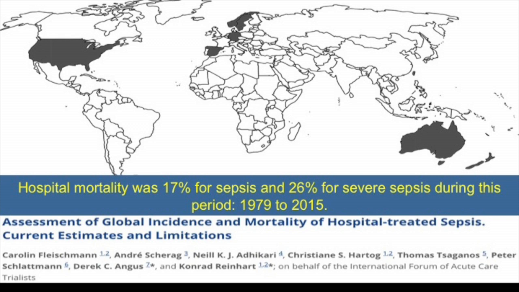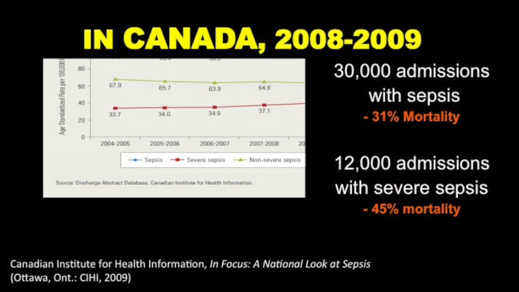In Canada, this data comes from a collection between 2008 and 2009, 30,000 admissions to hospital with sepsis with 31% mortality, 12,000 admissions with severe sepsis, and 45% mortality. Even in a high-income country, with every resource possible, sepsis kills.